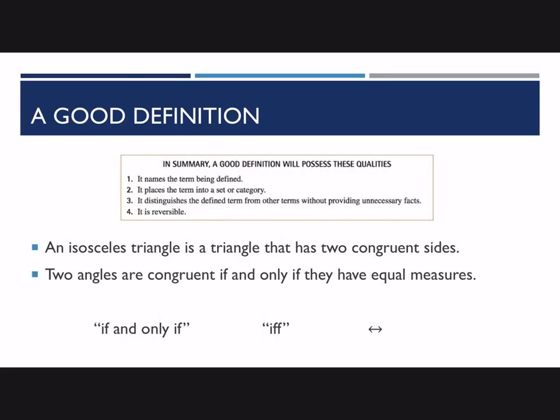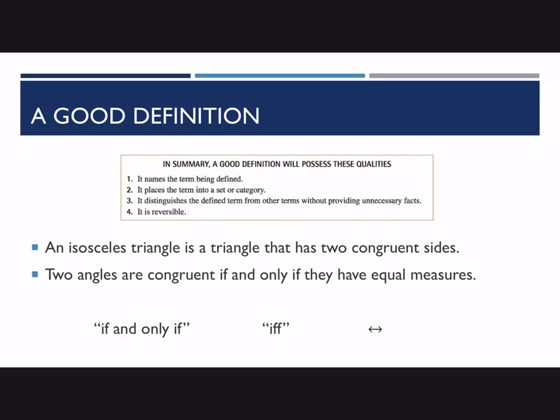So it needs to be general enough that we can apply it to all of that type of thing. For instance, a definition of a triangle has to be general enough to refer to all triangles. We don't want to include unnecessary information about specific types of triangles, but we have to include enough information so that we don't confuse a triangle with a square or a circle or something like that. And then the fourth component: it must be reversible.